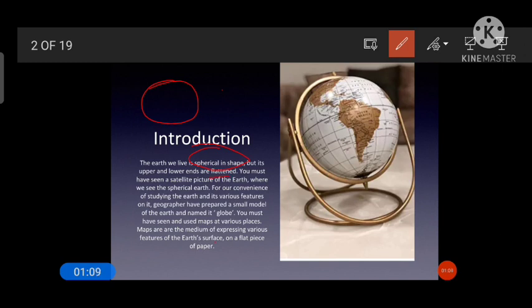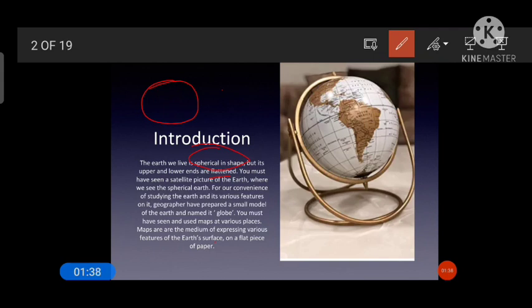You must have seen a satellite picture of the earth where we see the spherical earth. Okay, you might have seen these satellite pictures in some books or in some atlas somewhere else. For our convenience of studying the earth and its various features, geographers have prepared a small model of the earth and named it globe. Now you all know what a globe is.